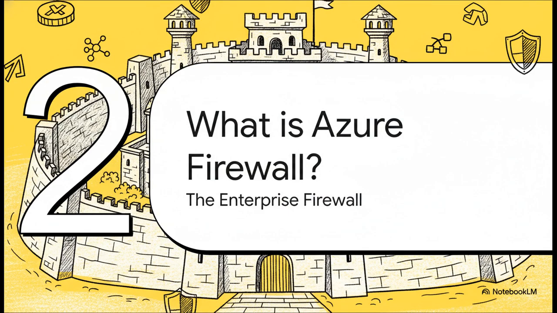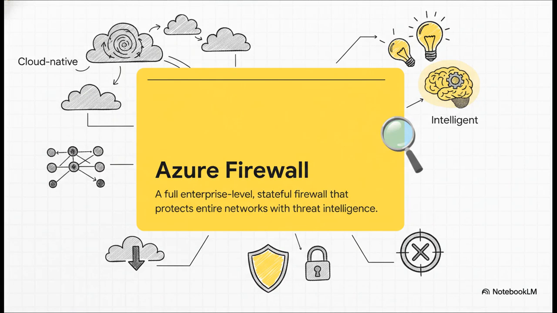Okay, so we've got our local guard covered. Now let's zoom way out and talk about the big guns, Azure Firewall. We're not talking about a guard at one little gate anymore. Oh no, this is the central security fortress for your entire kingdom. You got to pay attention to the words here. Cloud native, intelligent, threat protection. This is a whole different beast. It's a powerful, fully managed service that's built to protect your entire network, not just one little piece of it.